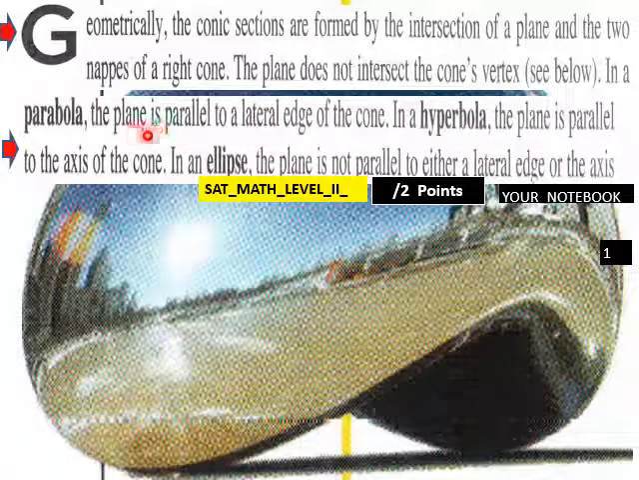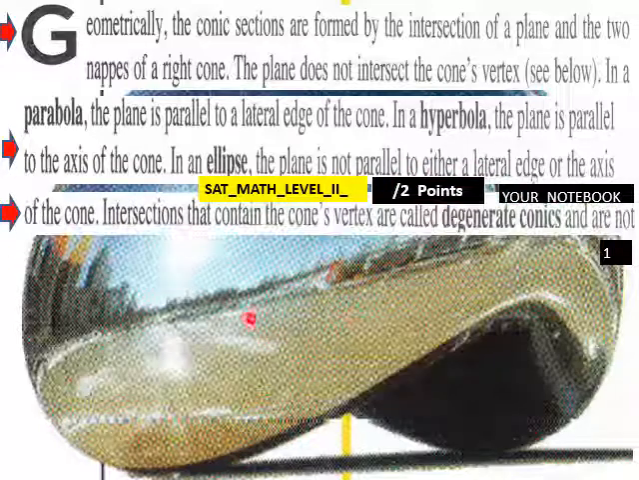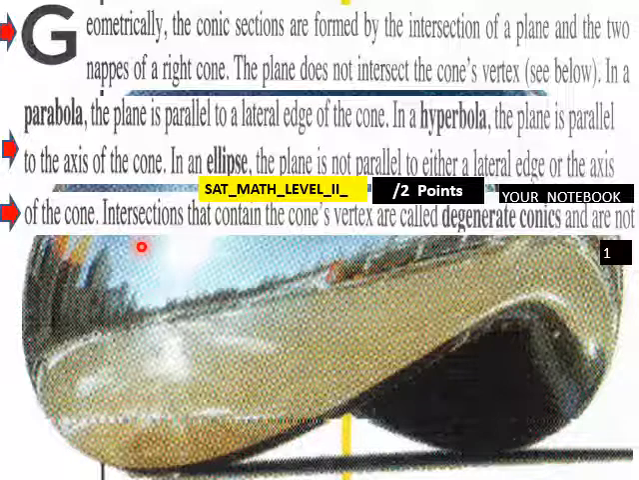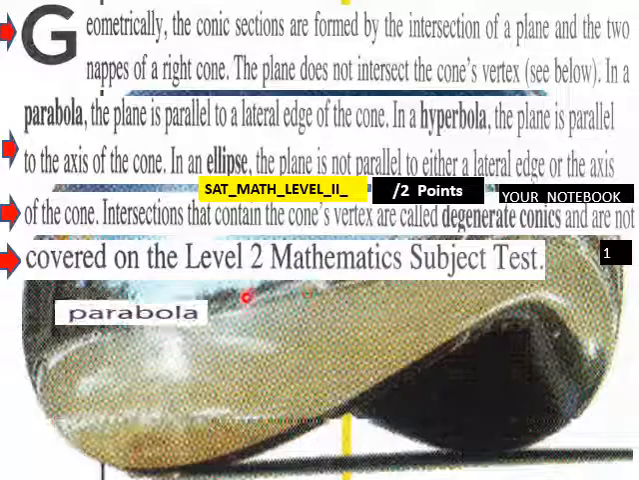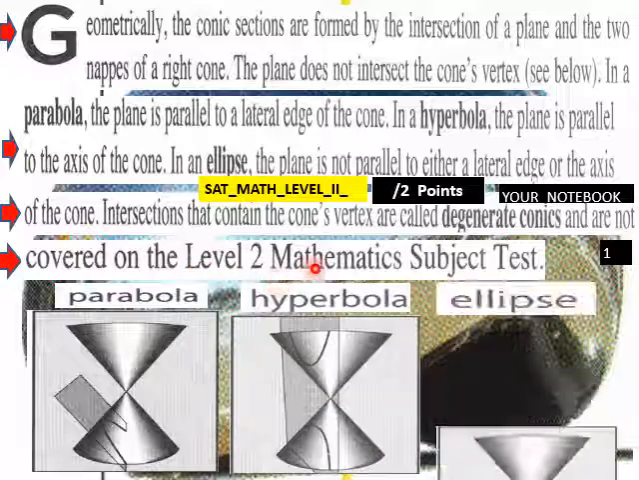In a parabola, the plane is parallel to the lateral edge of the cone. In a hyperbola, the plane is parallel to the axis of the cone. And then in an ellipse, the plane is not parallel to either a lateral edge or the axis of the cone. Intersections that contain the cone's vertex are called degenerate conics and are not covered in the Level 2 math subject test.